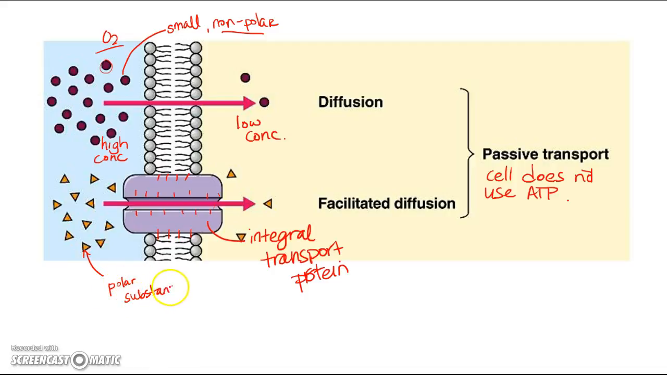So let's write down, this is going to be a polar substance. And again, same thing here. The cell doesn't need ATP, it just needs a transport protein. So the same rules apply. We're going to go from high to low concentration again here.